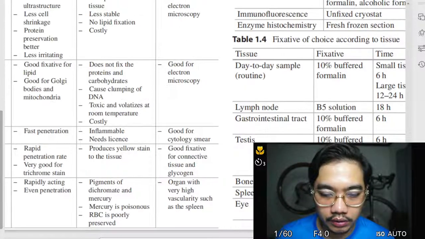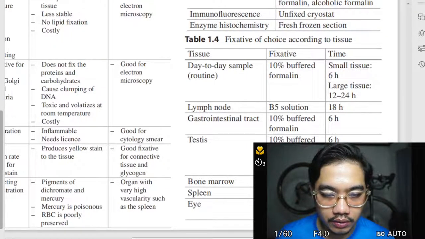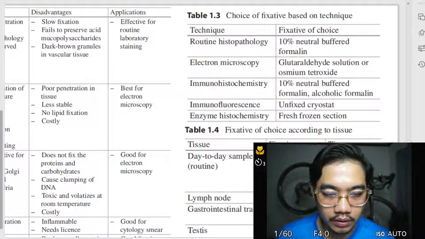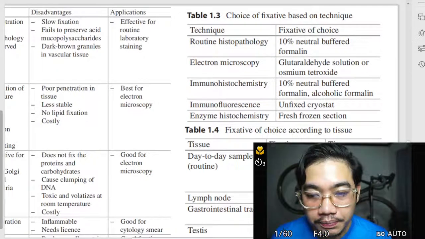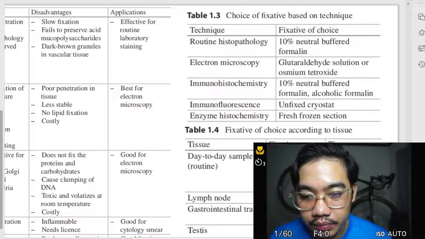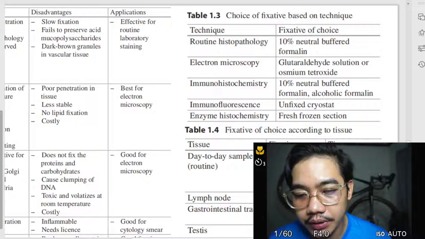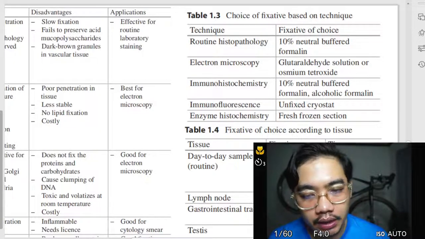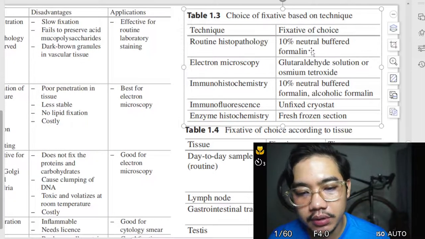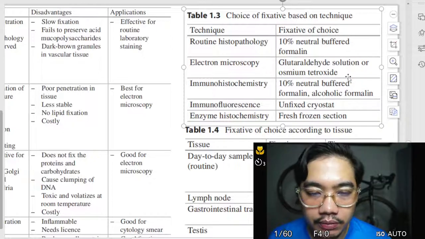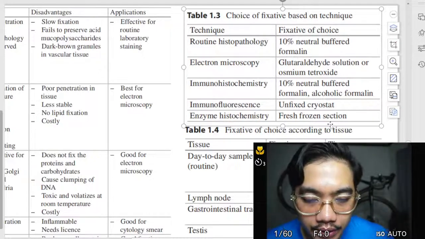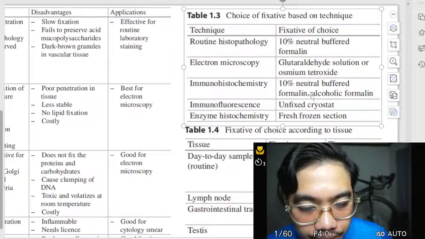Next is this. For routine histopathology, of course, we have nothing else: formalin. For electron microscopy, glutaraldehyde or osmium tetroxide.